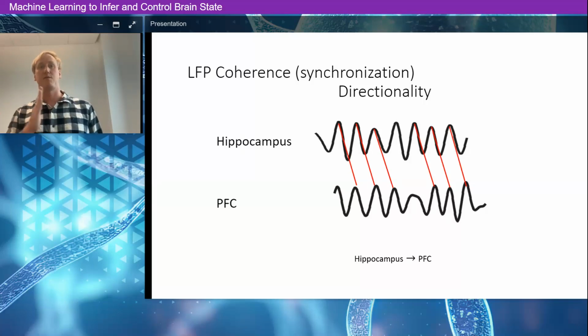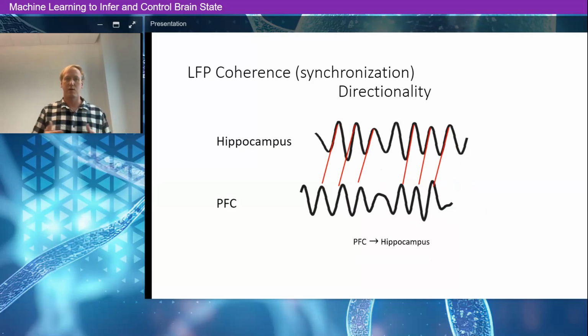If we see this kind of lag here, then we can say that information is being sent from the hippocampus to the prefrontal cortex. And there is, of course, a mathematical definition of this, but I'm going to skip past that. And likewise, if we see this other relationship where the peaks in the prefrontal cortex tend to lead the peaks in the hippocampus, we can actually say that there's a statistical relationship where the prefrontal cortex is sending information to the hippocampus in this particular frequency.